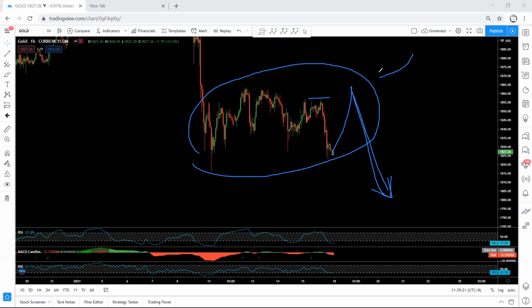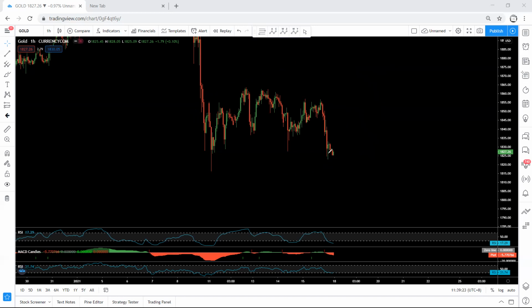It depends what type of correction we will get here, but if you want to look for sell, I also explained that. And in this case, we just follow the chart. When the market opens, we see what the changes are next week.